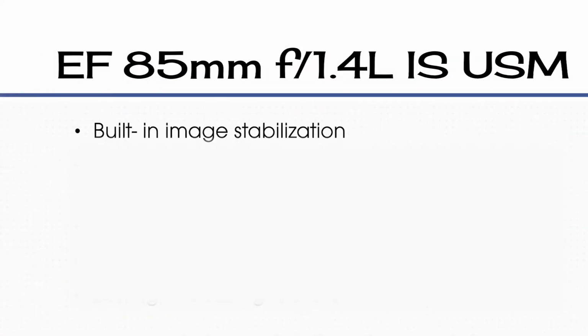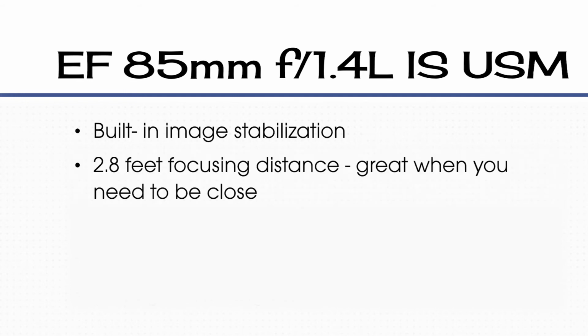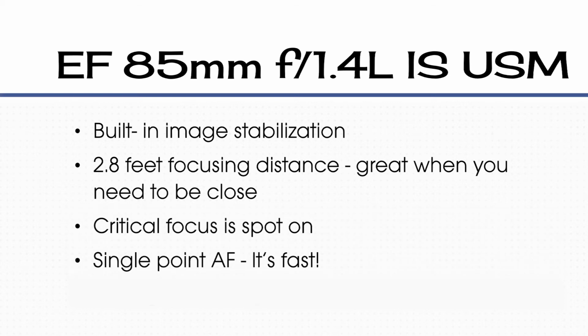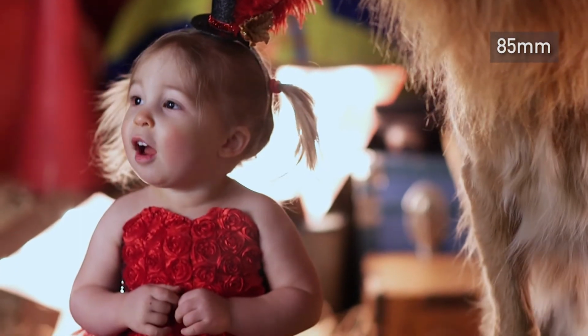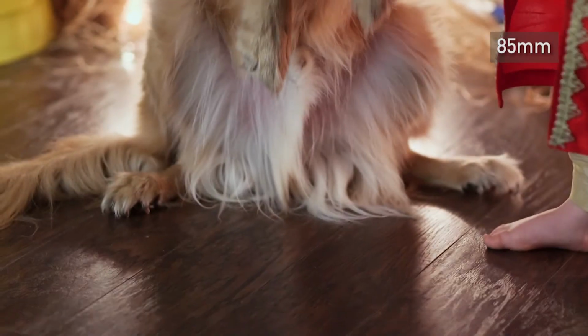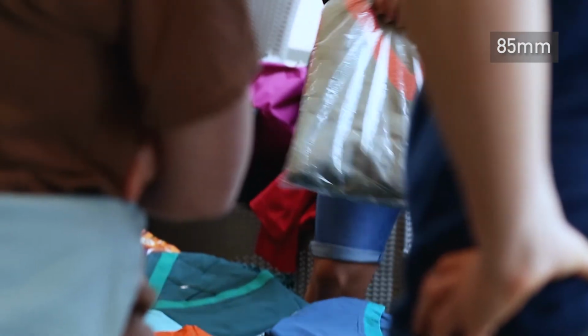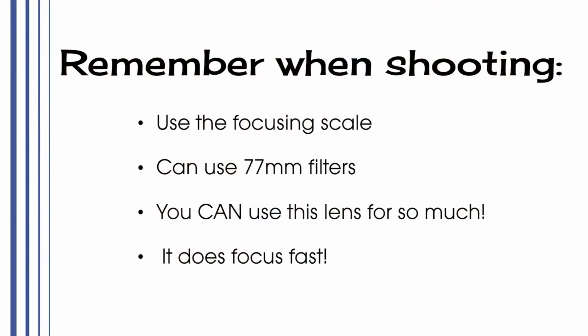This lens has a built-in image stabilization, so of course that's going to help you with focus. At 2.8, the focusing distance is great when you need to be really, really close. The critical focus is spot on, and the single point AF is so fast. This is absolutely a low light focusing rock star. Remember when shooting with this lens to use the focusing scale, understand distance, and know how to make it work for you. The bottom line is you can use this lens for everything. It is so beautiful and it is so fast.